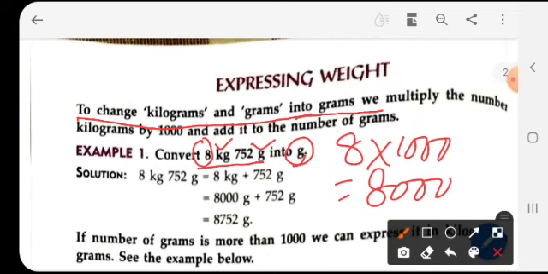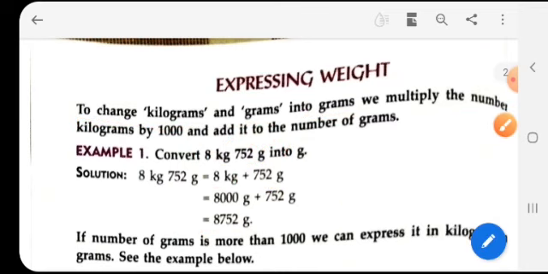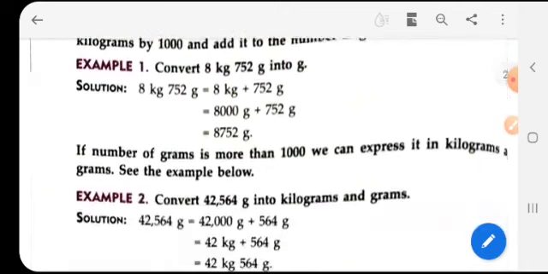Now this is converted into 8000 grams plus 752 grams. So in total we have 8752 grams as the answer. So this is how we convert kilograms and grams into grams.